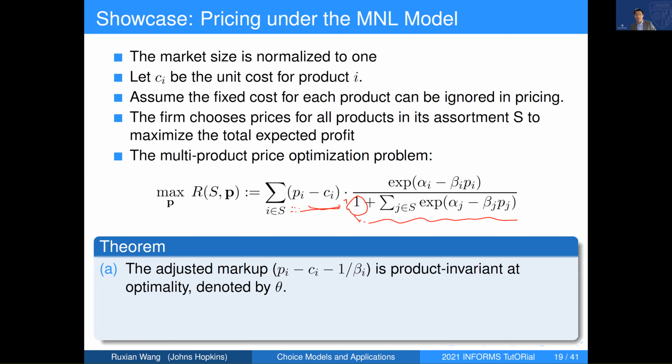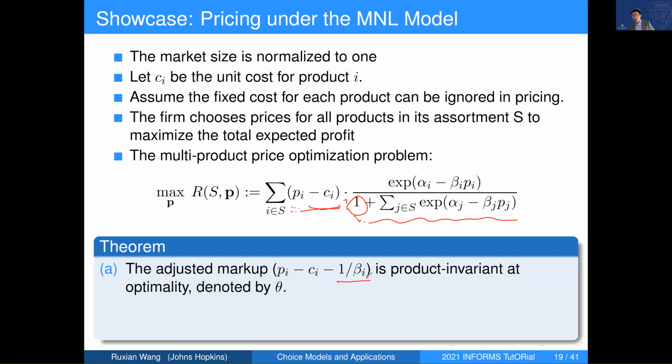We find for this one, the multi-product price optimization, some interesting structure for the optimal prices. The first one is the adjusted markup. The definition is the markup p minus c, the profit margin, adjusted by 1 over beta. Beta is the price coefficient under the MNL choice model.